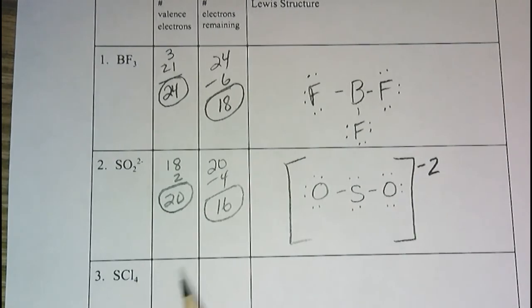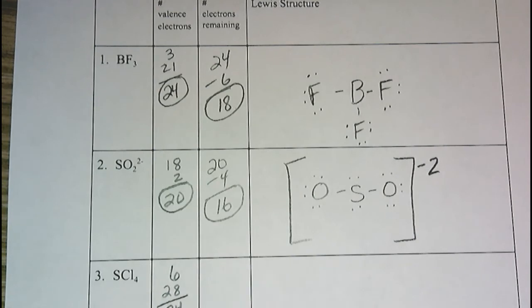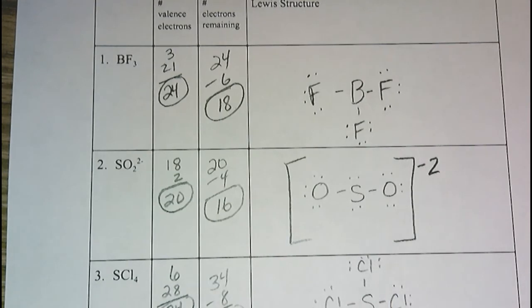sulfur tetrachloride. So sulfur has 6 valence electrons. Chlorine has 7. 7 times 4 is 28. So we have 34 valence electrons here. And we're going to bond each of the 4 chlorines to sulfur. And that uses up 8. So we have 26 electrons remaining. So if we put 3 pair around each of the chlorine, now we've used 6 times 4, which is 24, but we still have 2 remaining. So we have 2 extras.